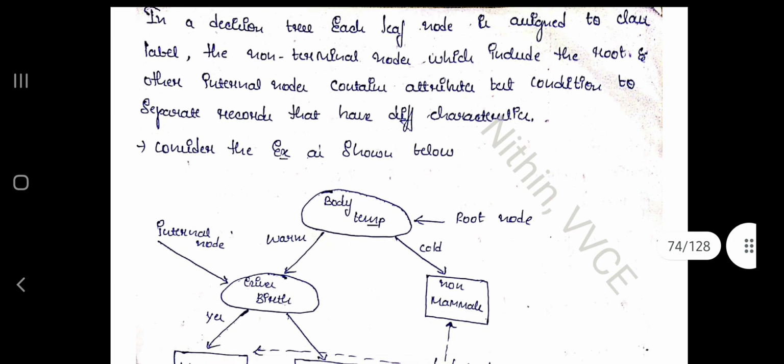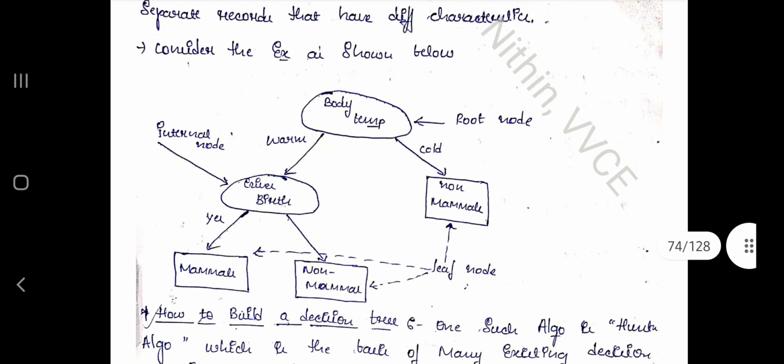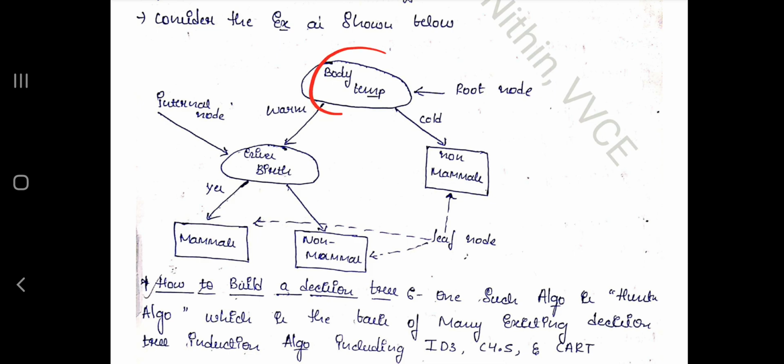And if they ask you about the stepwise algorithm and giving an example, the example you can give is this one. There is a body temperature here. The body temperature can be of 2 types: warm and cold. If it is cold, it is a non-mammal. If it is warm, then we still cannot say it is only a mammal. It might be a non-mammal, it might be a mammal.